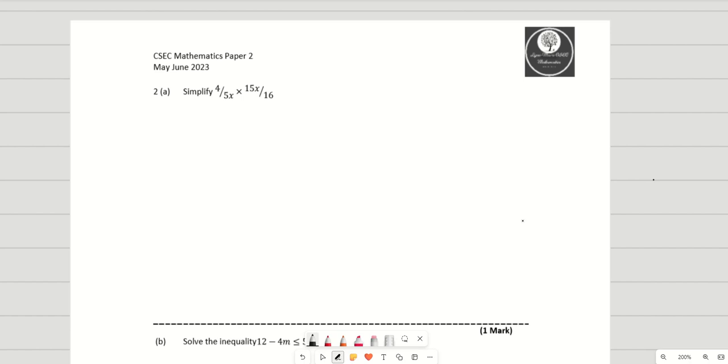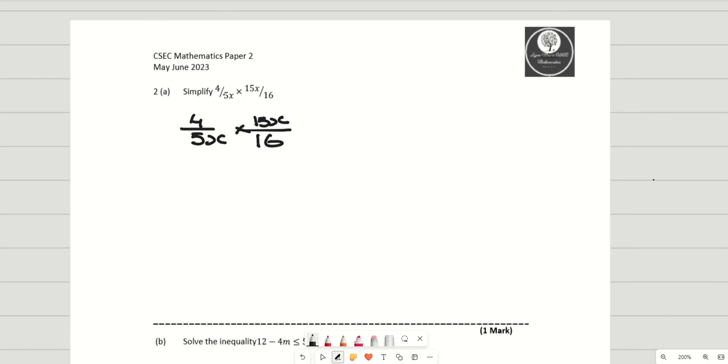Basically algebra questions, right? So let's start with the first one and then we'll go on to the next and then the next. All right, number 2a says simplify. So we're going to put 4 over 5x multiplied by 15x over 6.